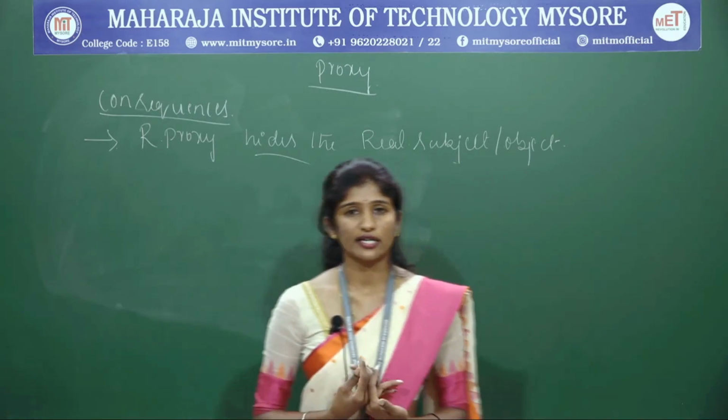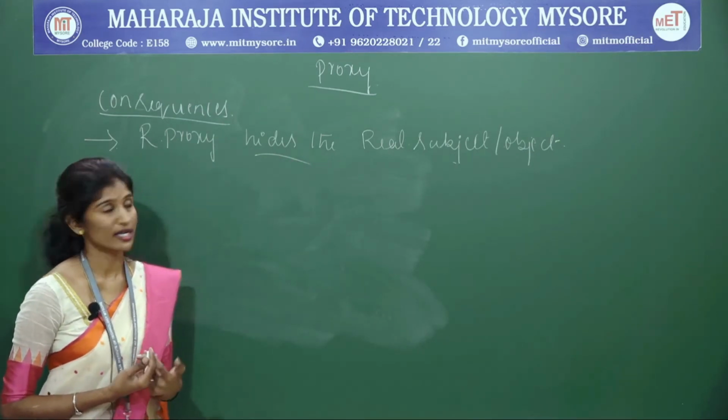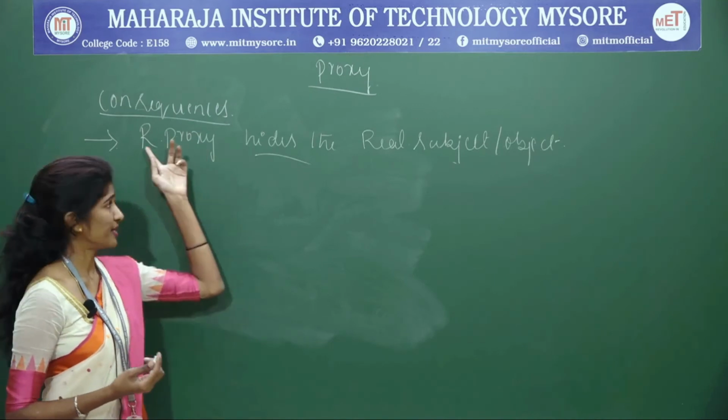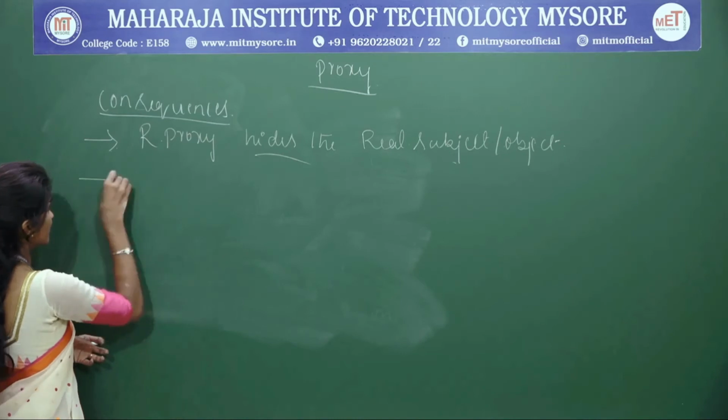So that you can consider as an advantage, or it may even be a disadvantage, okay. Sometimes you may find it as an advantage, okay. Because it is completely going to mask the real object with respect to the remote proxy. I have written R proxy, that is a remote proxy, okay. So we will see the other consequence.